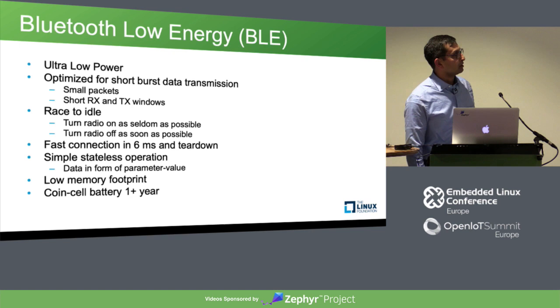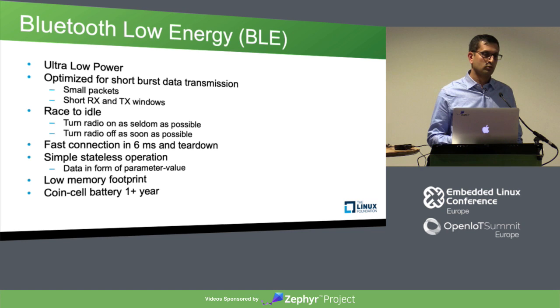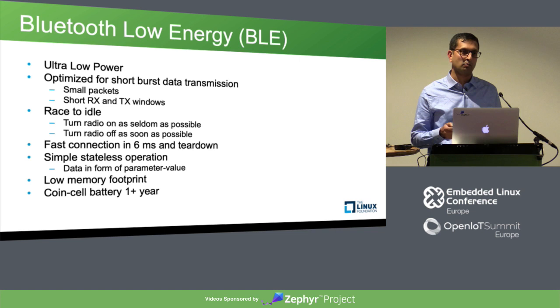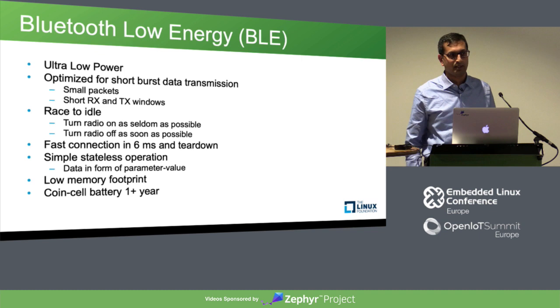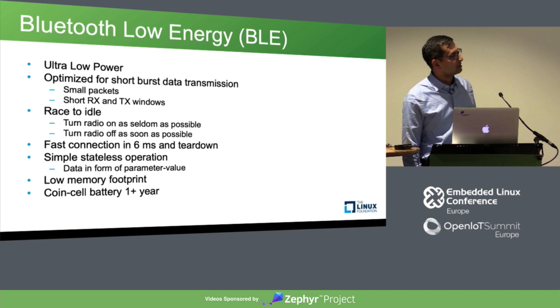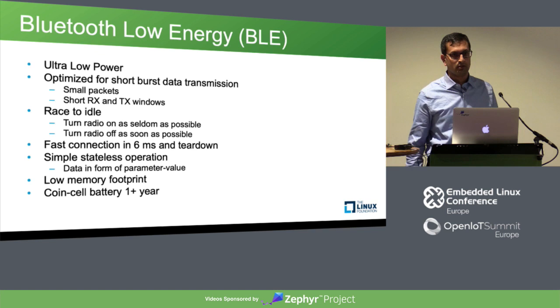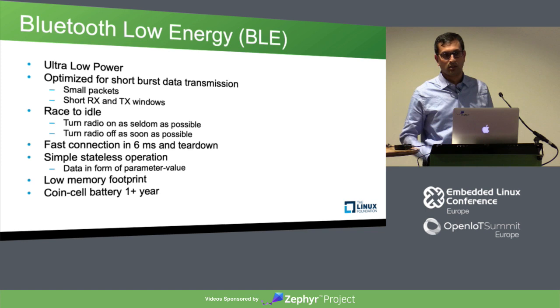When I started, before the specification was adopted, it was called a sensor profile, and it just mentioned a parameter and value. All that you wanted was, this is the parameter, this is the value you want to transmit. By the time it was adopted, we basically had layers of modules or components in the stack. So it's still simple stateless operation, the information is transmitted as a parameter and a value, but you still have a lot of other infrastructure around it.